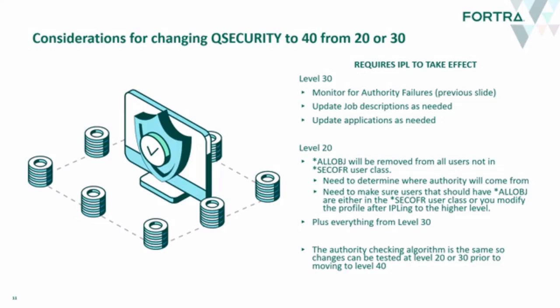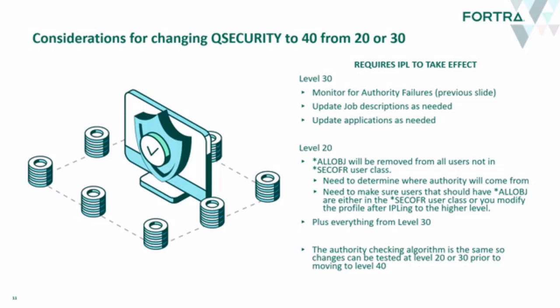Now, if you're at level 20, I already mentioned that all object and save sys, those special authorities will be removed from all users that are not in that SecOffr class. So you really need to determine what authorities your users need. Remove all those authorities prior to going to level 30, so it really is a minimal change at the time that you do the IPL.